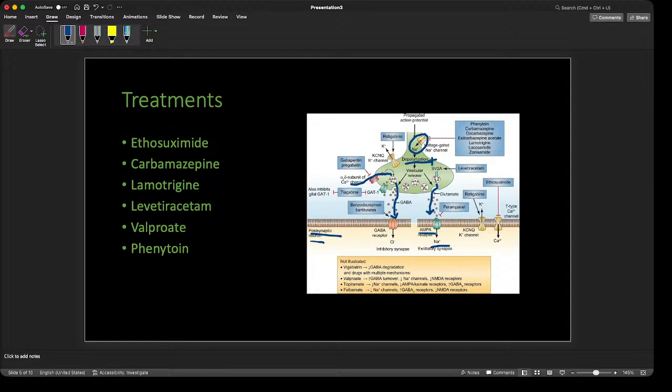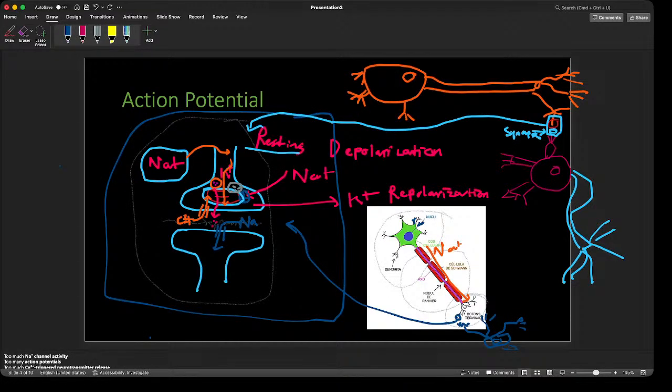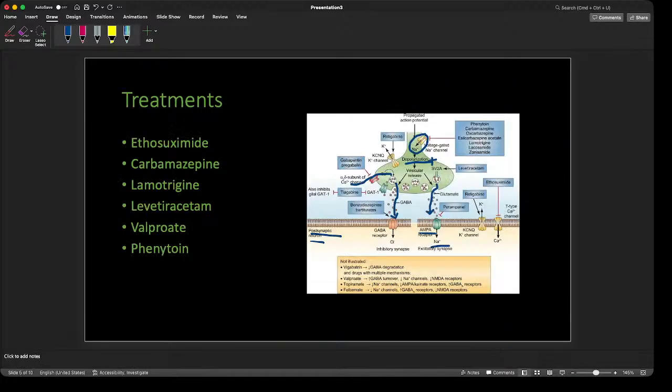Now, as I mentioned in this previous diagram, too much sodium channel activity. If there's too much of this sodium channel activity, sodium just keeps coming in and coming in and coming in. Like too much of this, we need to kind of control that. We're going to have to put a stop on this. So these are the types of drugs that will help with slowing down the sodium channel.